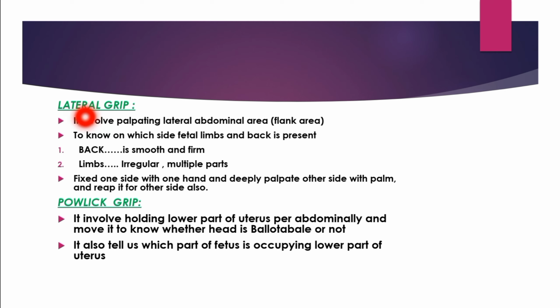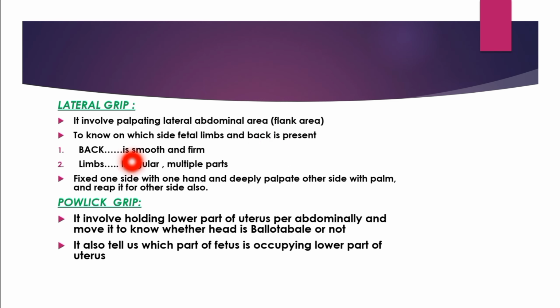The second Leopold maneuver is the lateral grip, and the lateral grip involves palpating the lateral abdominal areas, that is the flank area. It is performed while fixing one side of the abdomen with one hand and then deeply palpating the other side of the abdomen with the palm, and repeat it for the other side also. And the lateral grip tells us on which side the fetal limbs are present, and on which side the back is present.